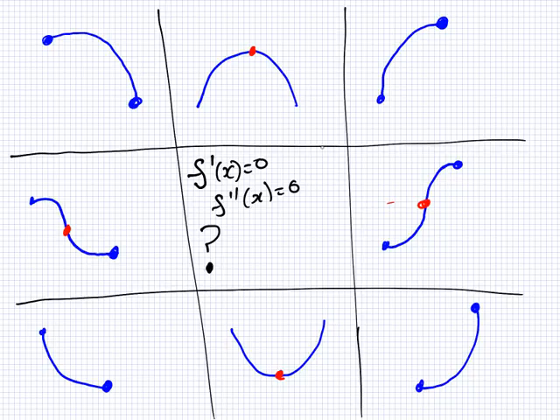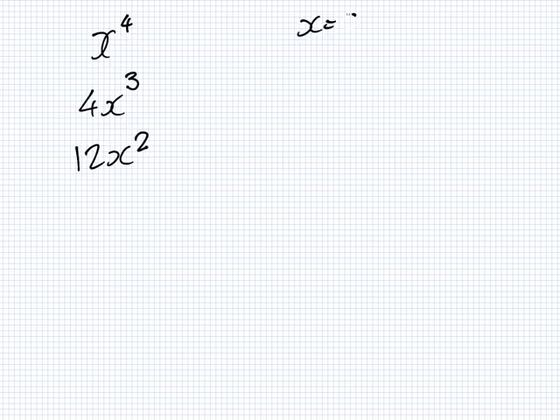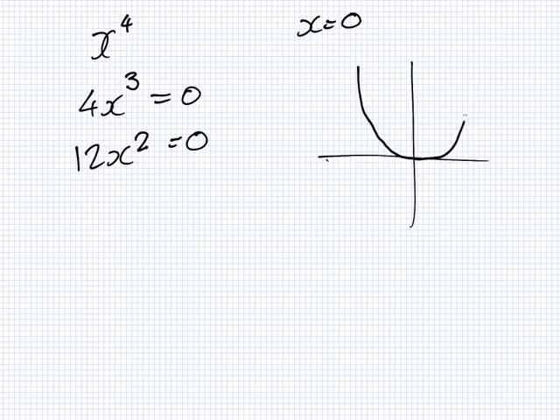Now I'll give you a very simple example of that. If I have x^4, the first derivative is 4x cubed, and the second derivative is 12x squared. If I make x equal to 0, the first derivative will be 0, and the second derivative will be 0. And the shape of x^4 is like this. If I just change this to minus x^4, this will be minus and this will be minus, but they're still going to be equal to 0, right? But its shape will be completely different. Instead of being convex, it will be concave.